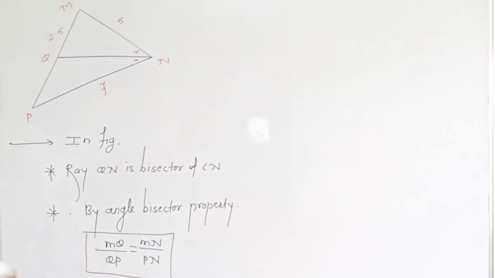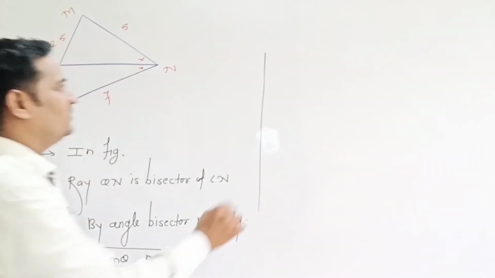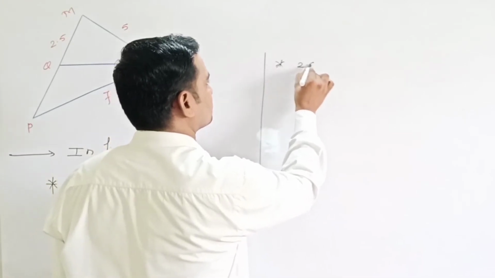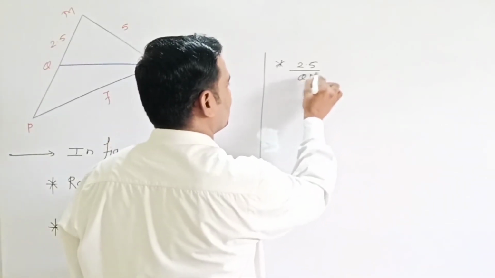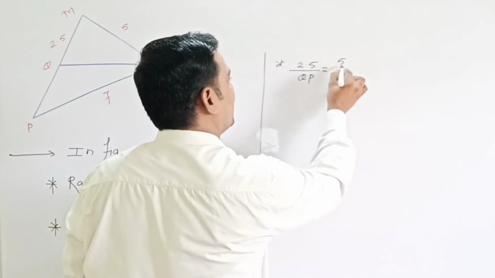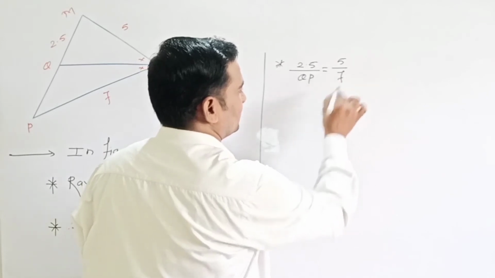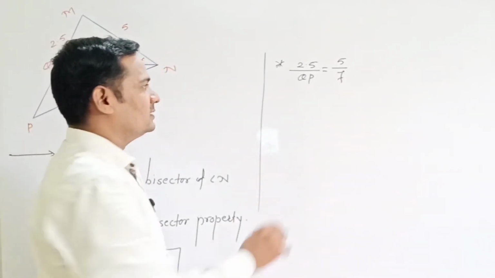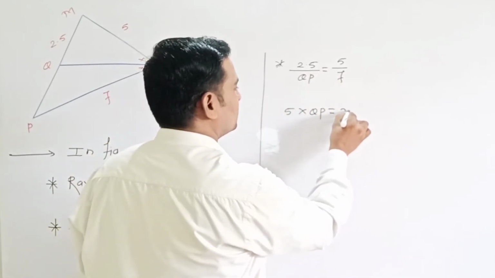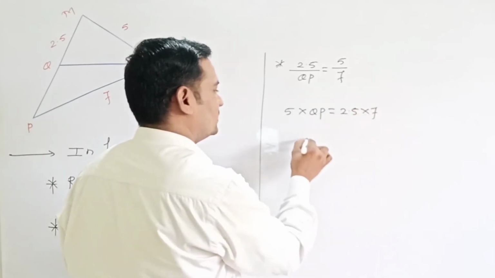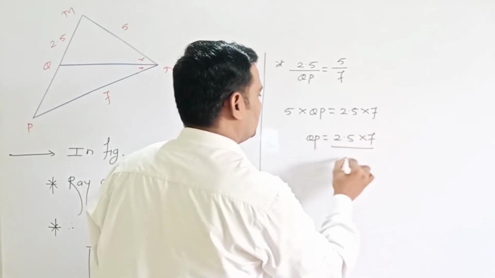Now this is the angle bisector property. So let's put down the values in this equation. MQ is given, that is 2.5. We have to find out this QP, so keep it as it is. QP is equal to 5 upon, MN is 5 and PN is 7. By making cross multiplication, that will be 5 into QP is equal to 2.5 into 7. So QP is equal to 2.5 into 7 upon 5.